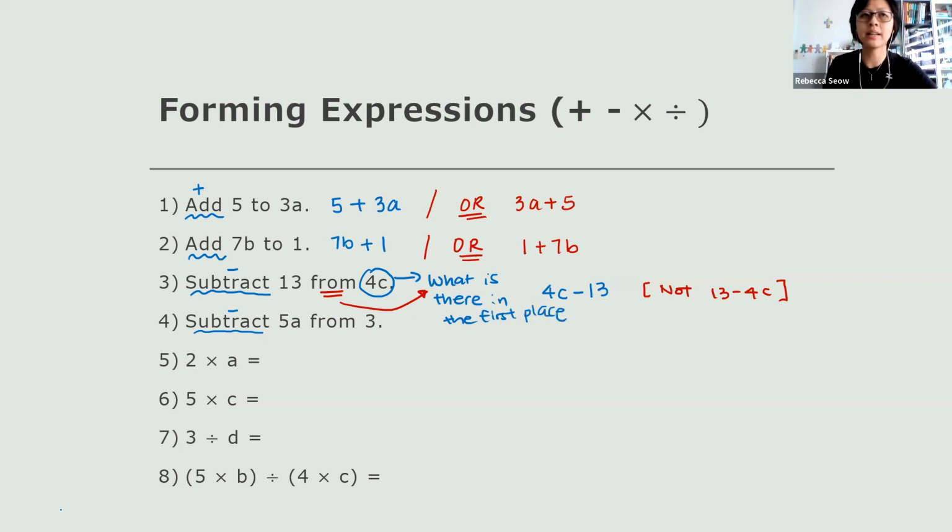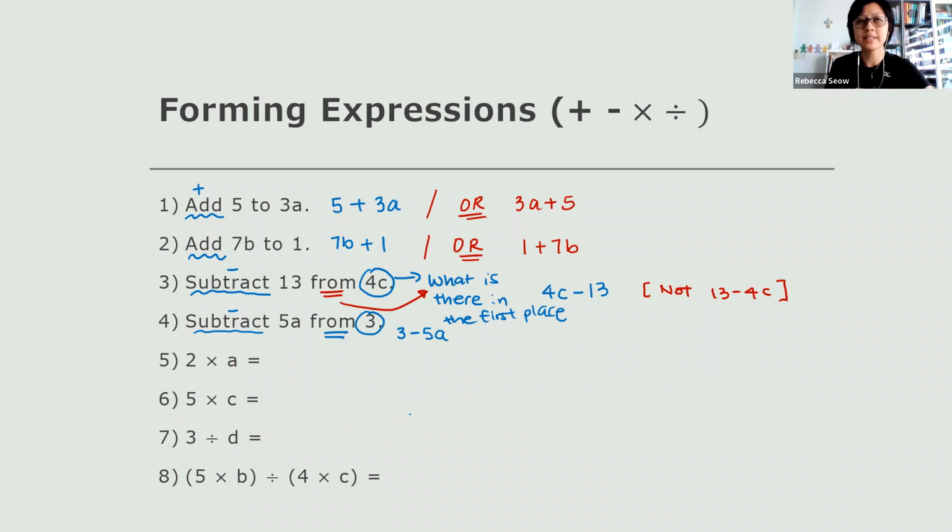Okay, now let's take a look at question 4. Subtract 5a from 3. So what is there in the first place? Is it 5a there in the first place, or is it 3 there in the first place? Okay, let's take a look. From 3. So 3 will appear first. So 3 take away 5a. That would be the answer.